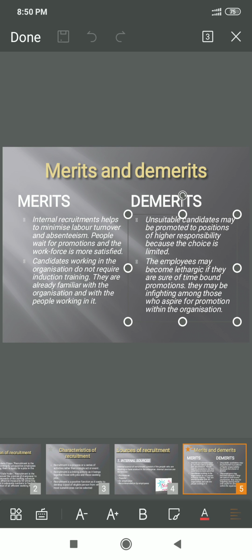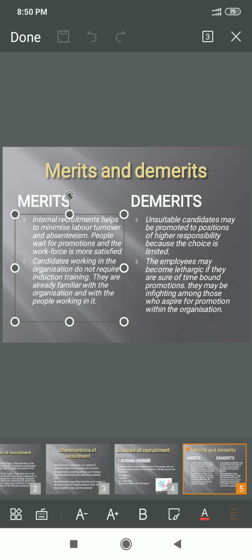Well, good morning, everyone. Since we were discussing internal recruitment in the previous slide, in this slide we'll be discussing the merits and the demerits of internal recruitment. Speaking about the merits first: when we talk about merits, what do you mean by the word merits? The merits are the advantages or the benefits they get.